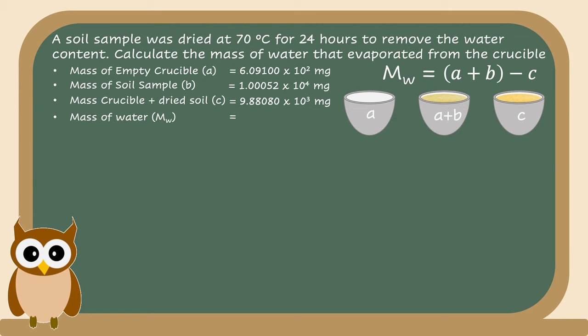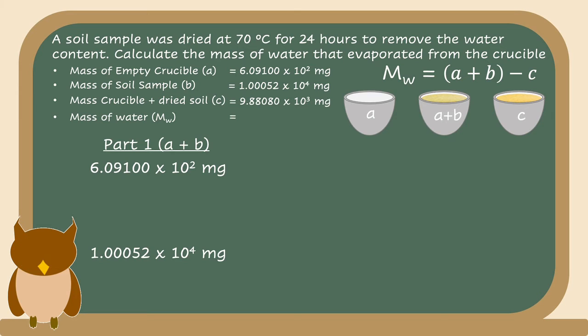The mass of water corresponds to A plus B, which is the mass of the original soil sample plus the crucible, minus C, which is the mass of the crucible and soil after heating. We should tackle this question in two parts. Firstly, A plus B, and then the second part will deal with the subtraction. We have the mass of the soil and the empty crucible, but they have different exponents, so we need to make an adjustment first.